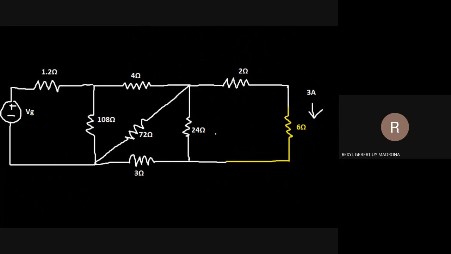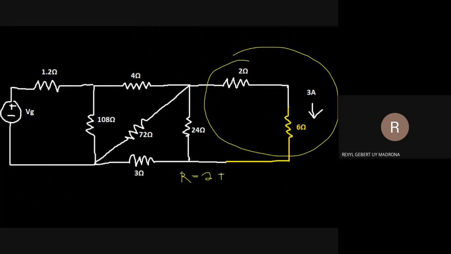So next, the circuit is starting to look more simple. And the next thing we notice is that these two resistors are in series. And we can just combine them by adding their individual values. It would be R equals 2 plus 6, equals 8.